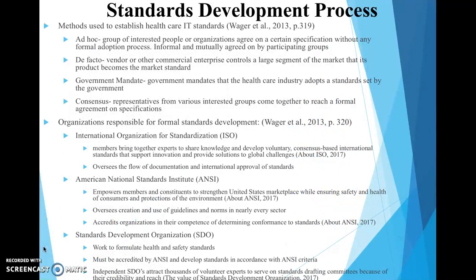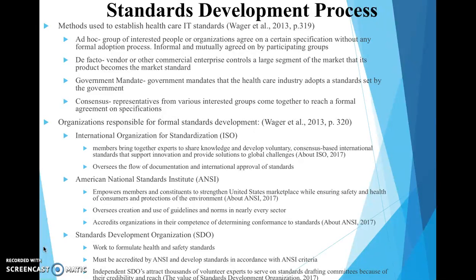There are four methods used to establish healthcare IT standards. Ad hoc is a group of interested people or organizations that agree on a certain specification without any formal adoption process. The specifications are informal and mutually agreed on by participating groups. De facto is when a vendor or other commercial enterprise controls such a large amount of the market that the vendor's product becomes the market standard. Government mandated standards are those that the healthcare industry adopts because the government mandates it. Consensus is when representatives from various interested groups come together to reach a formal agreement on specifications.